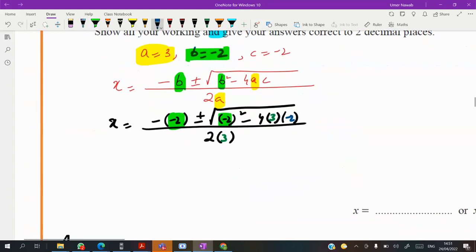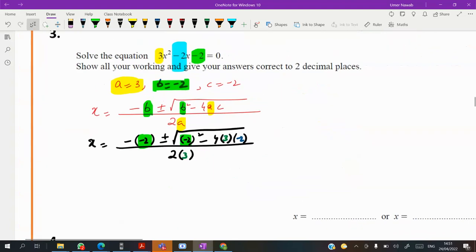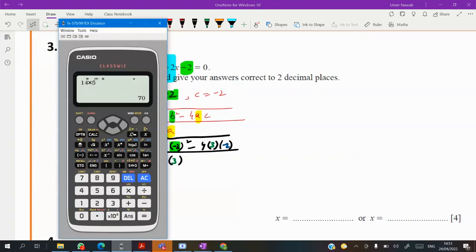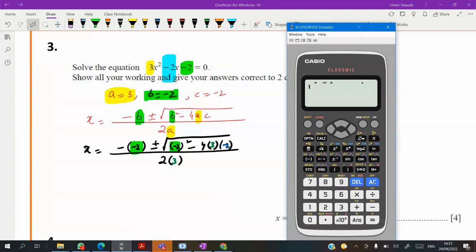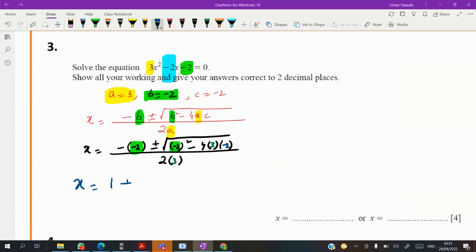After writing this, you are now allowed to use the calculator. Go to the equation mode of your calculator, polynomial, degree 2. Enter the coefficient of x squared, 3, then minus 2, and then minus 2. The calculator will give the answer in surd form. So copy the surd form. x is equal to 1 plus square root of 7 over 3.